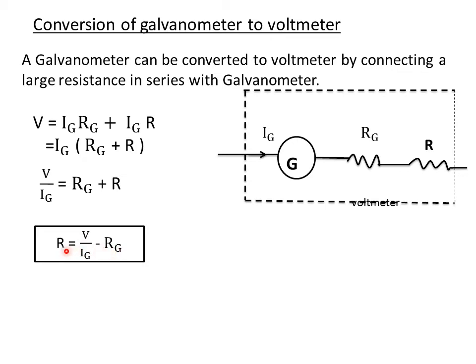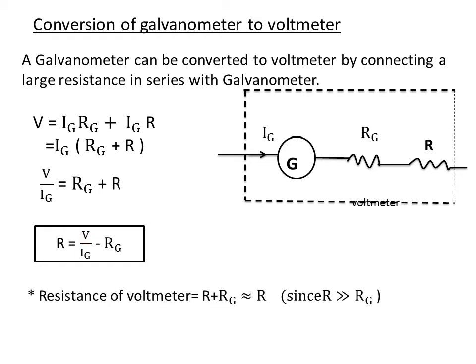So this is the value of resistance that must be connected in series with the galvanometer to convert it into a voltmeter of range V volt. Now let us find the resistance of the voltmeter we have made. Here R and Rg are in series. So net resistance is R plus Rg. Since R is very high, we can write R plus Rg equal to R. The resistance of a voltmeter must always be high, or if we connect it in a circuit to read voltage, all the current from the main circuit will start flowing through the voltmeter.